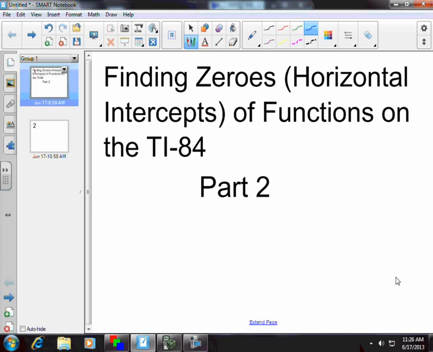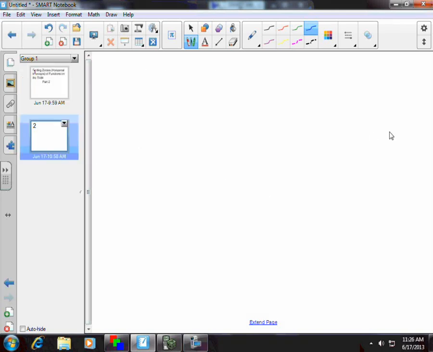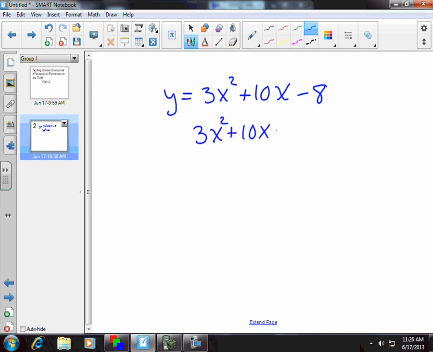In this video, we will once again look at finding zeros of a function, or on the graph, horizontal intercepts using your TI-84. But in this one, I want to show you some other things that might come up. So let's look at this function: y equals 3x squared plus 10x minus 8. And we want to solve 3x squared plus 10x minus 8 equals 0. Or another way of putting this, we want to find the horizontal intercepts of the graph of this function.